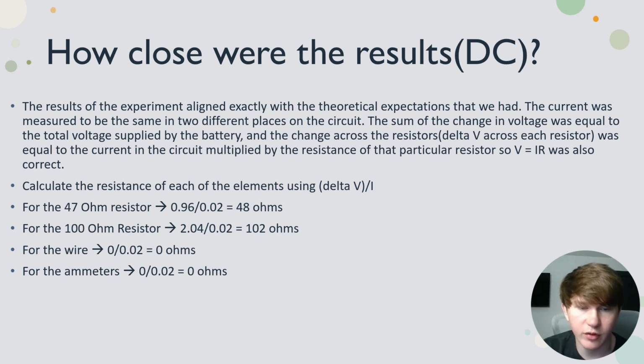So how close were the results? The results were aligned exactly with the theoretical calculations we had. The current was measured to be the same in two different places in the circuit, and the sum of the change in voltage was equal to the total voltage supplied by the battery, and the change across the resistors was equal to the current in the circuit multiplied by that resistance, which is just basically V equals IR.